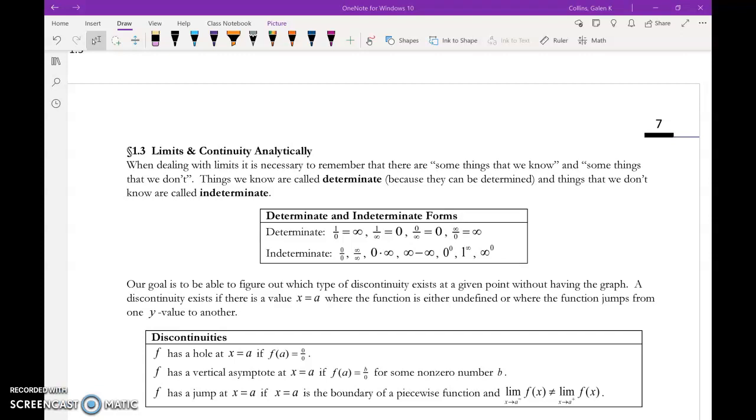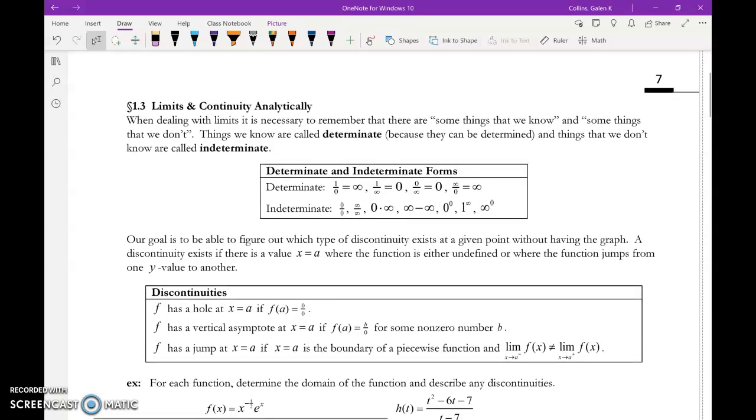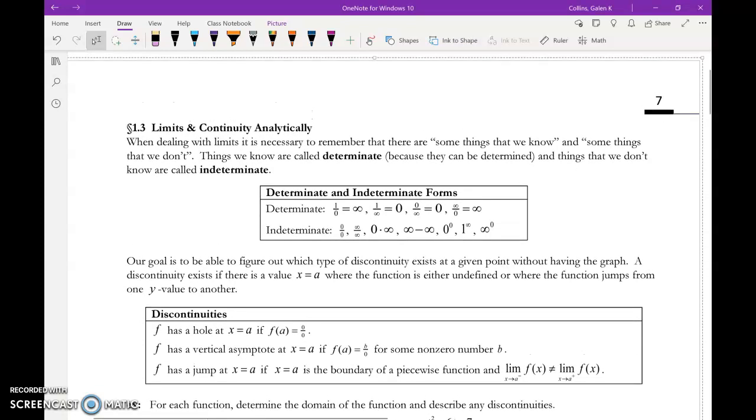In section 1.2, we learn about evaluating limits graphically, and we talk about the limit as being where the function is headed, not necessarily its actual value. So in section 1.3, we're going to work with limits analytically.